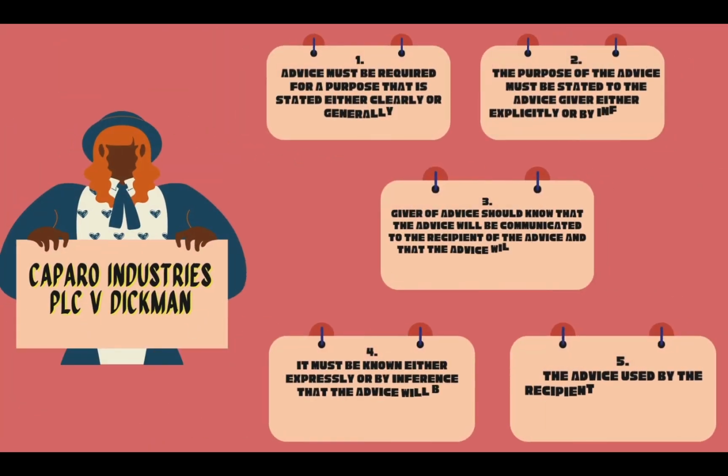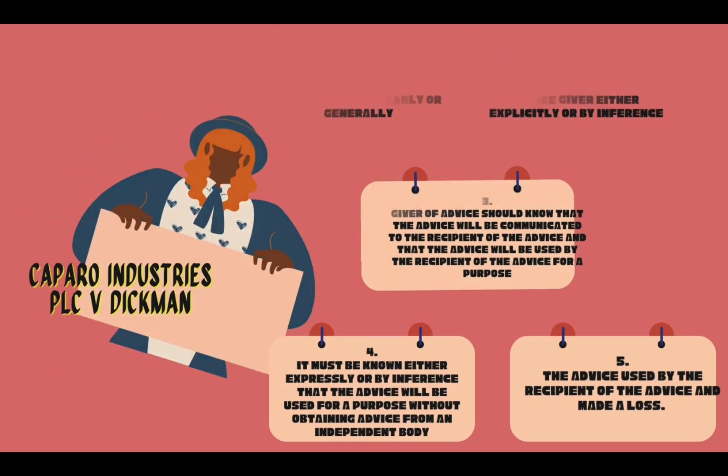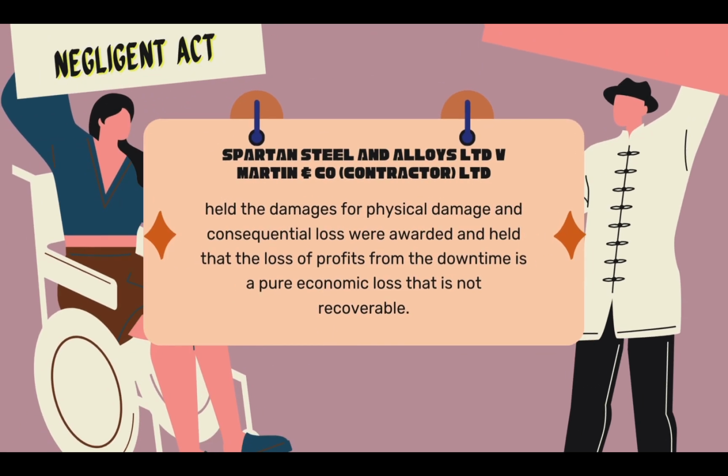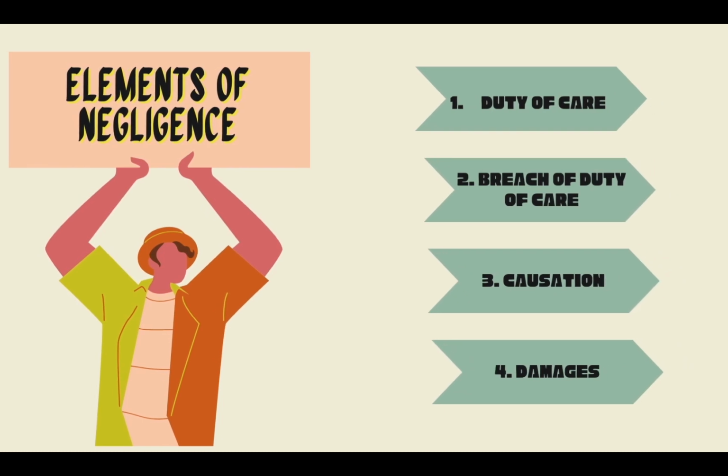In the later case, which is Caparo Industries and Dickman, Lord Oliver provided guidance in creating a duty of care for negligent misstatement as listed in the slides. In Spartan Steel and Alloys Ltd and Martin & Co., the court held that damages for physical damage and consequential loss were awarded, and held that the loss of profits from the downtime is a pure economic loss that is not recovered.